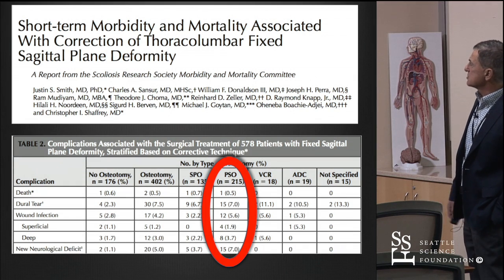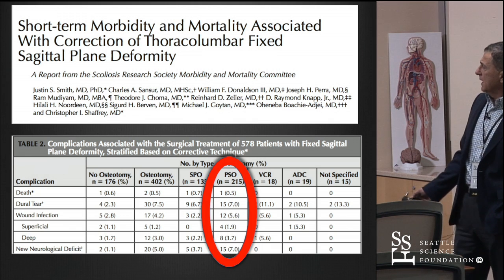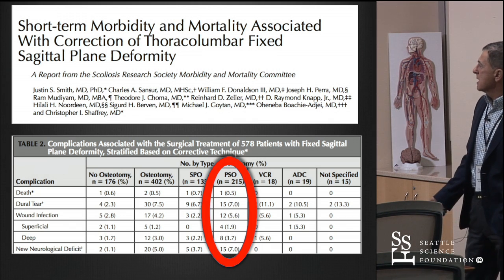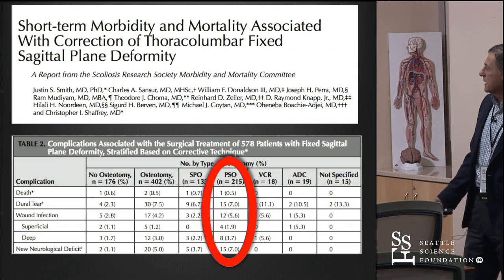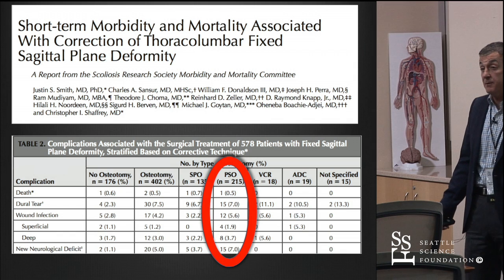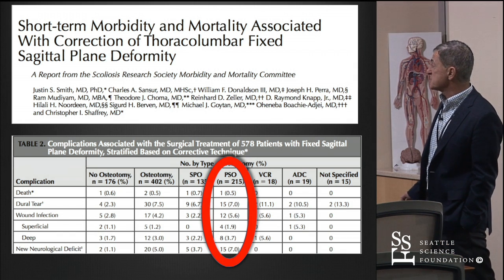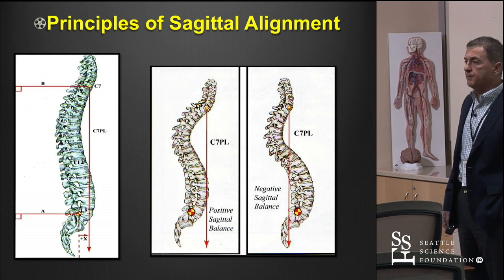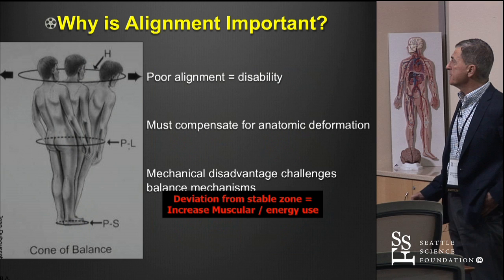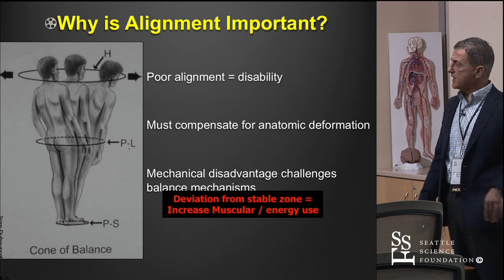And in a series by Dr. Shaffrey's group, PSOs carried a pretty significant complication rate, including dural tear, wound infection. Wound infection, 3.7% deep infection. That's pretty high in this population. Neurologic deficit in 7%. So let's go a little bit over sagittal alignment principles so that we can understand that.